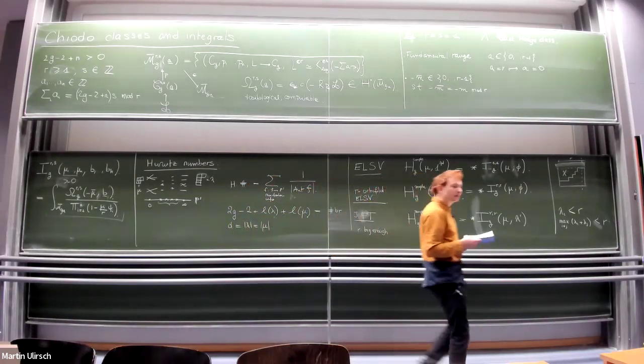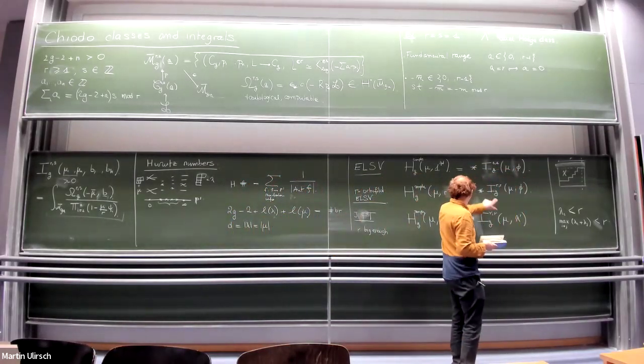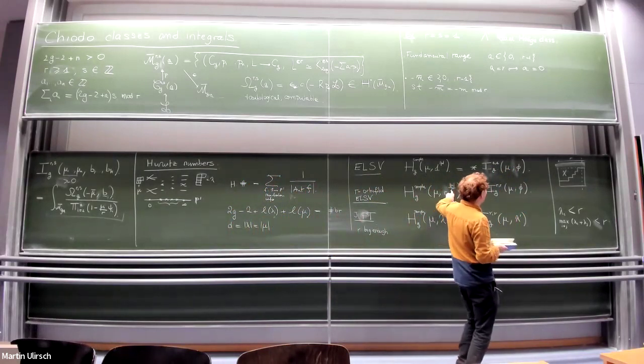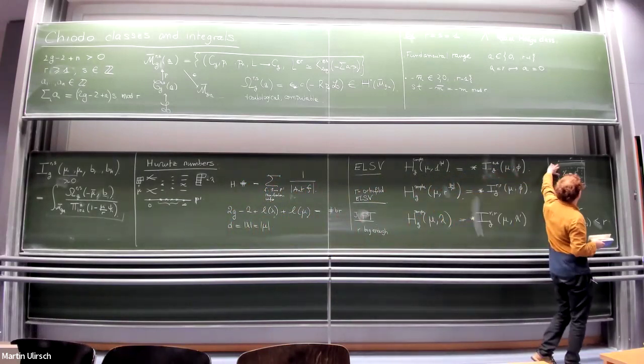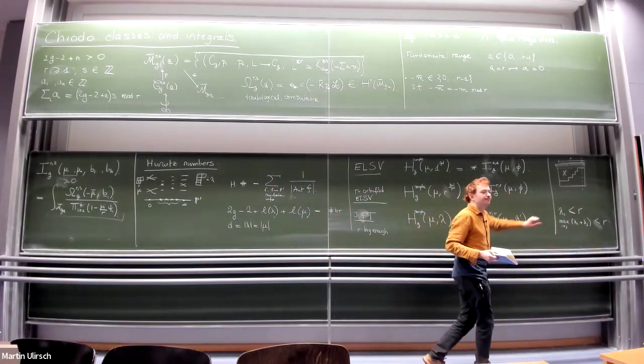How does the third one imply the second? How does this one imply this? Yeah. So in that case, you only have parts of size r. So this thing is lambda prime.